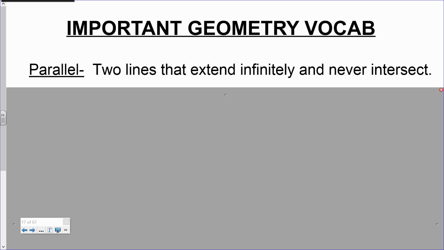Important geometry vocab. Before we start digging more into area, and we're going to get into volume tomorrow, three-dimensional figures, I have to cover some important vocab before I introduce that, because you'll get nightmares if I don't. So I want you guys to sleep. I want you to have nightmares. Let's go and write the word parallel.